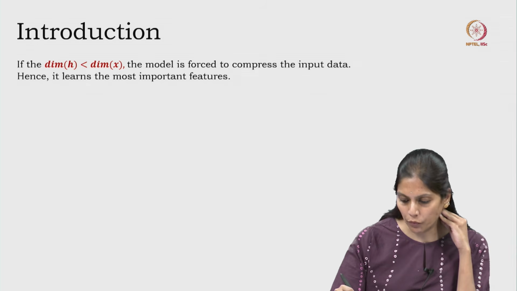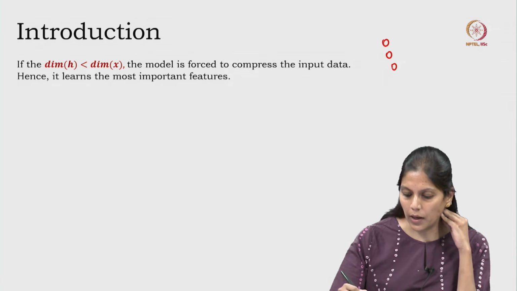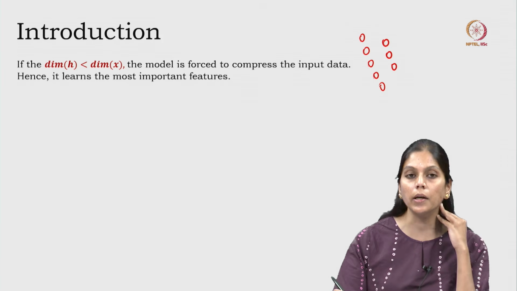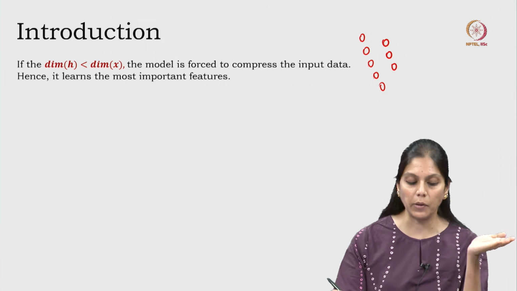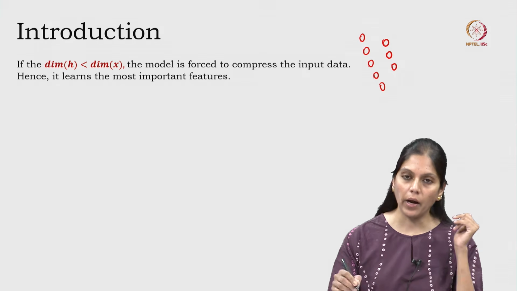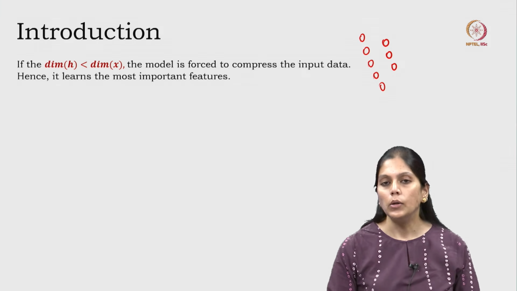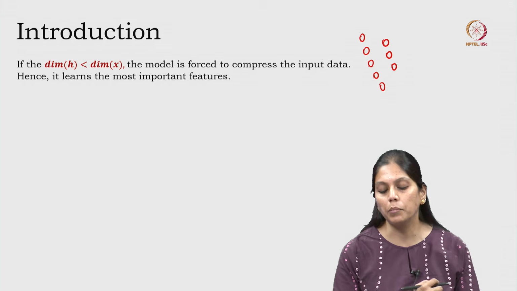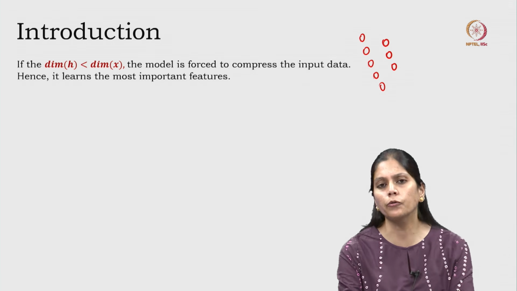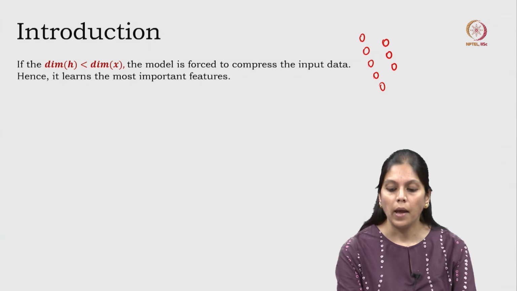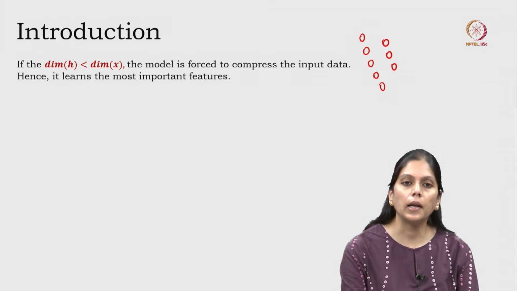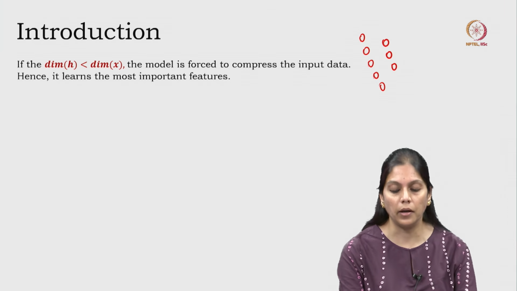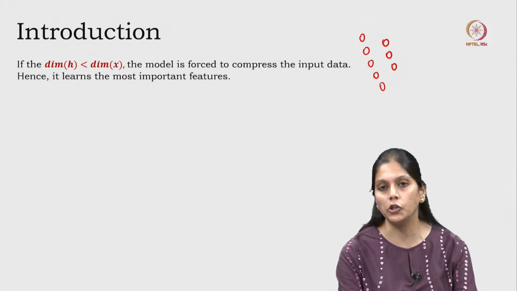seeing is, suppose we have a data set where the number of dimensions of the hidden representation is less than the dimension of the input. So when we have an architecture of this nature, are you not forcing the model to compress the input data? Right, the model is forced to compress the input data. Hence, the model is definitely a little more attentive when learning the important features.